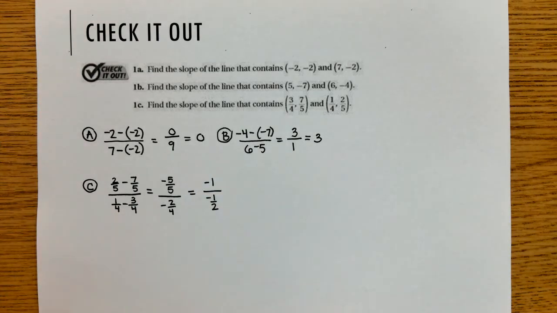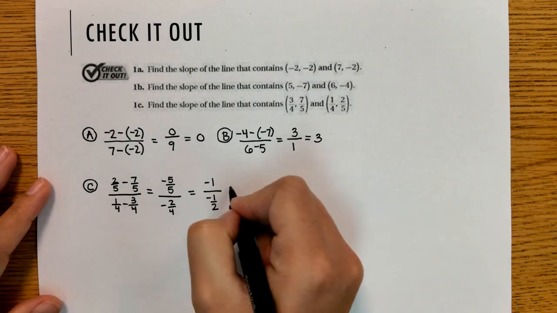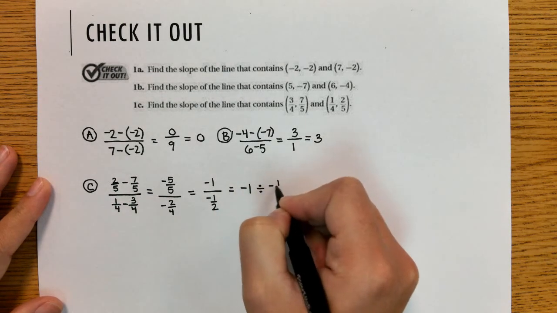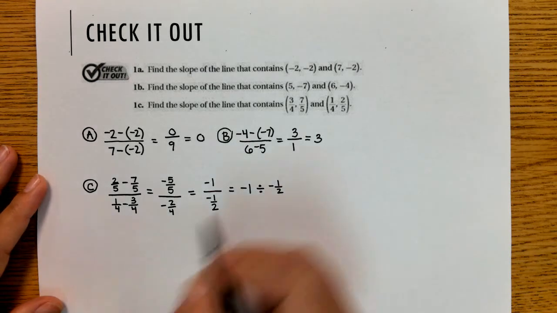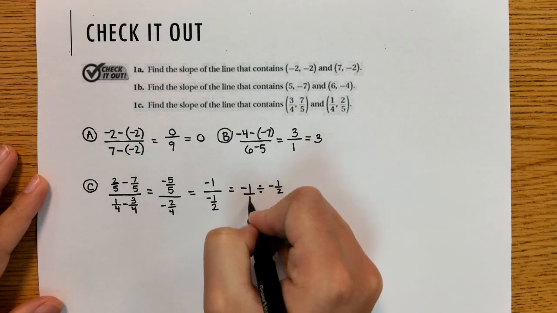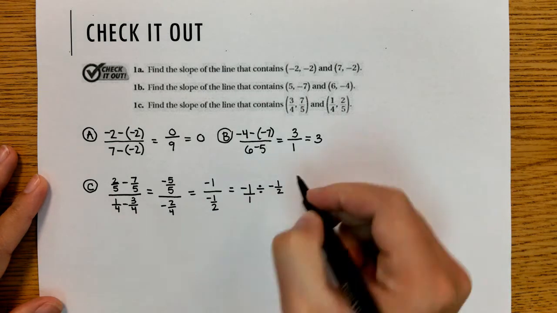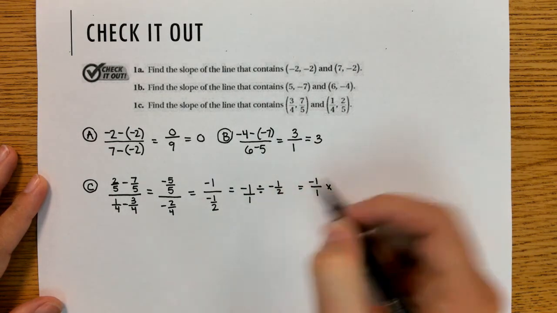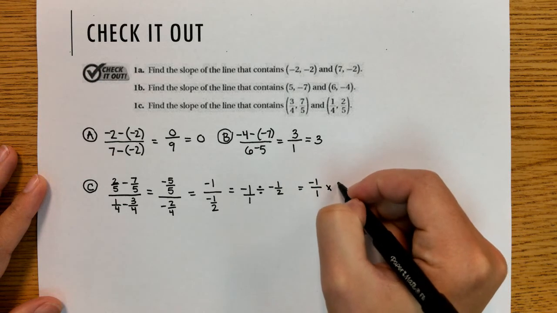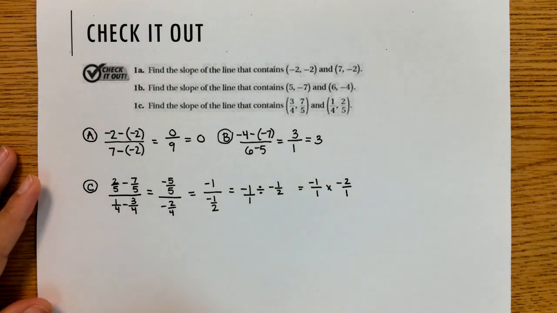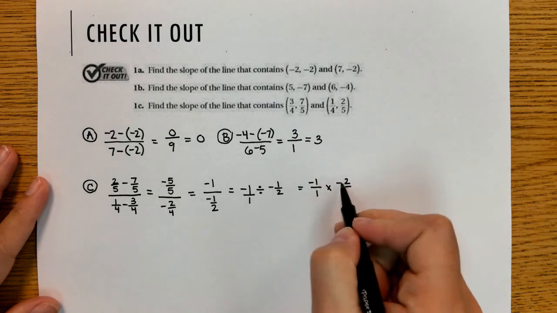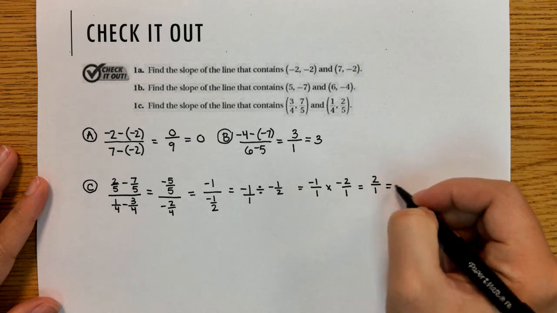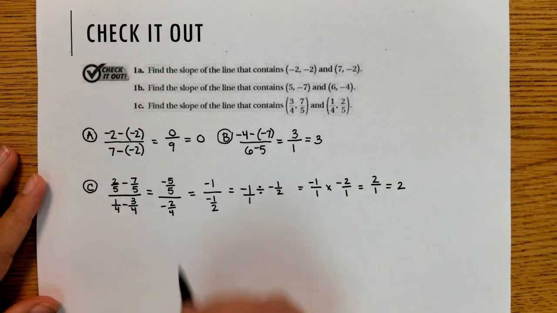Now, we can't have a fraction within a fraction, so I'm going to rewrite this as negative 1 divided by negative 1/2. And then we can do our keep change flip. So I'm going to rewrite negative 1 as negative 1 over 1. We keep our first number, negative 1 over 1, change division to multiplication, and flip this to negative 2 over 1. And then I multiply across. Negative 1 times negative 2 gives me positive 2. 1 times 1 is 1. So I get 2 over 1, which equals 2. So the slope is 2.